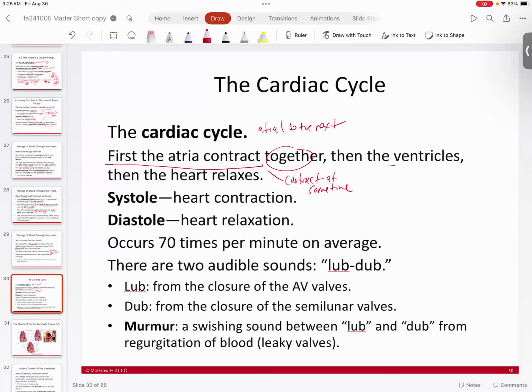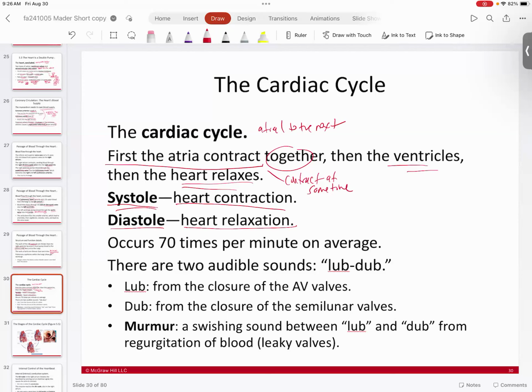The ventricles in the heart typically are relaxing. When the ventricles contract at the same time, the atria are relaxing. So this kind of alternate cycle of contraction and relaxation, we put a name on it. We call one systole. So systole is the contraction of the heart. Diastole is the relaxation of the heart. Generally speaking, on average, and of course this is different from one individual to the next, you get a cycle about 70 times per minute, roughly, basically your heart rate.